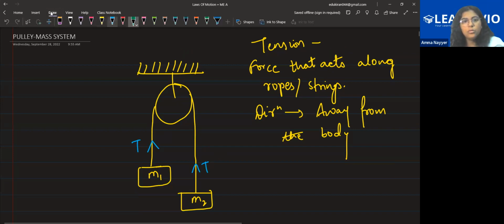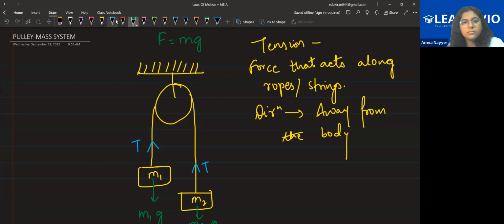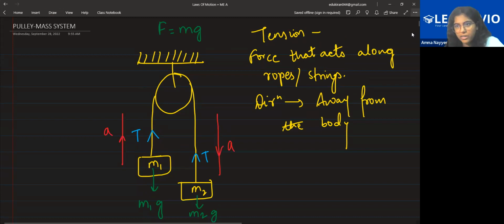Now, downwards, we'll be having gravitational force. Now, we know force of gravity is mass into acceleration due to gravity. So, this becomes m1g. This becomes m2g. This is the case. Now, suppose, let's say m2 is heavier. So, this is going downwards with an acceleration. And this is a little lighter. So, this is going upwards with an acceleration. Okay, this is it. Now, before everything, you should know how to draw the free body diagram of it.